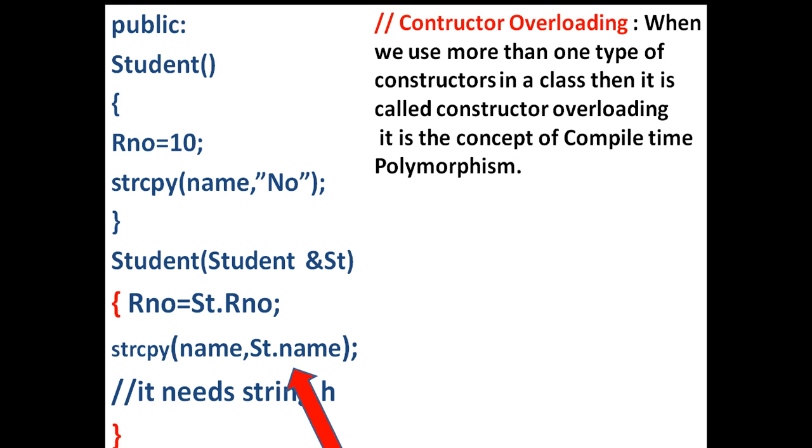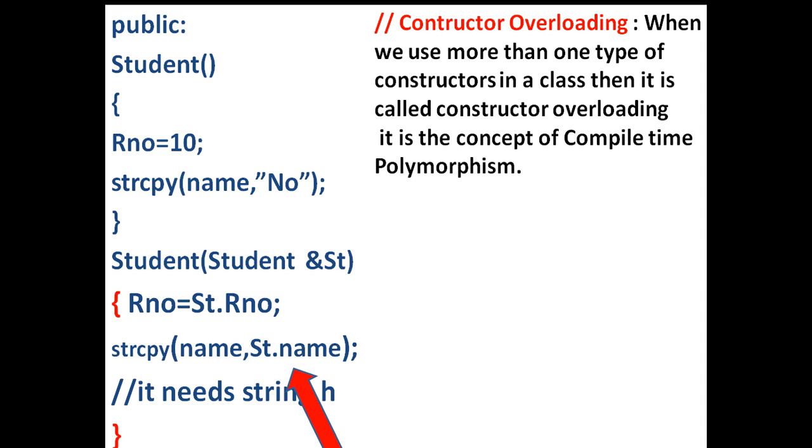And here we are taking two constructors. The first constructor is of simple type. It will initialize all objects with the same values. And second, we have taken a copy constructor. So whenever in a class we take more than one type of constructor, then it is called constructor overloading.